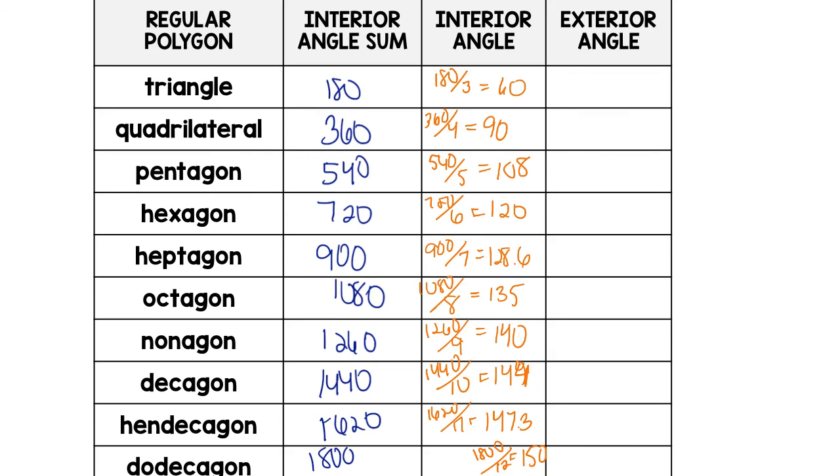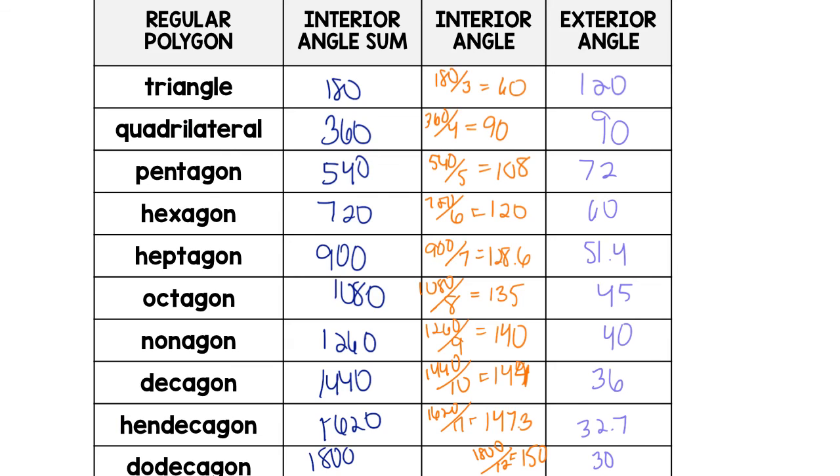Last but not least, exterior angles. 180 minus 60 is 120. Remember here we do 180 minus the interior angle. So 180 minus 90 is 90. And then 72, 60, 51.4, 45, 40, 36, 32.7, and 30. It's important to know the names of these polygons as well.